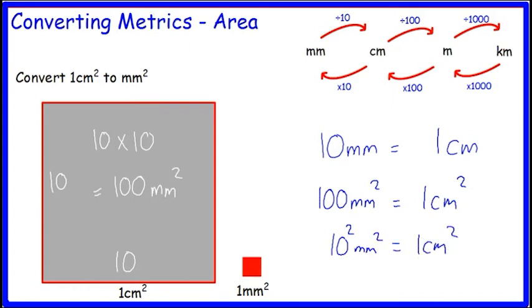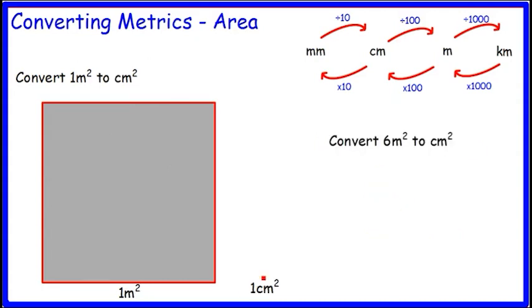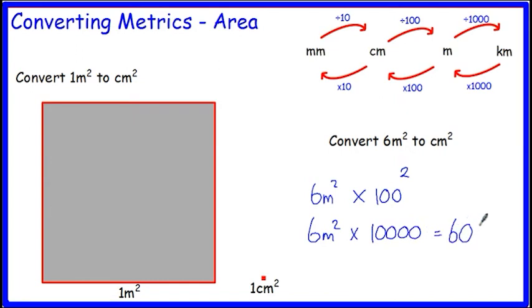Okay, let's see some examples of questions and what these would look like. Convert 6 meters squared to centimeters squared. So I've got this fact in my head. To get from meters to centimeters, you times by 100. Because I'm dealing with area, I'm going to do that times 100 squared. Now that is 6 meters squared times 10,000, which is 60,000 centimeters squared.